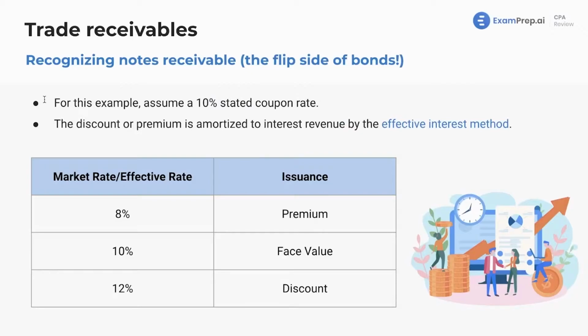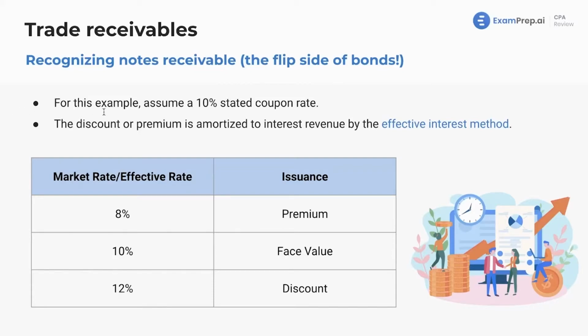All right, recognizing notes receivable. So as I say here, this is the flip side of bonds. In bonds, we are going to be the one borrowing money. So the person issuing the bonds, while the other party has the receivable, right? This is both sides of the coin, both parties when they are doing business with each other. So if you haven't seen bonds yet, no worries. This is kind of touching into bonds, so revisit this after you've seen bonds.